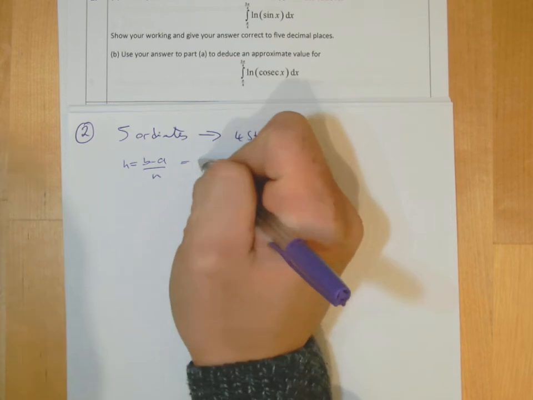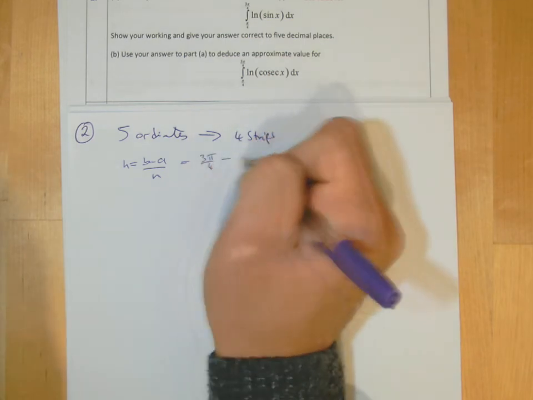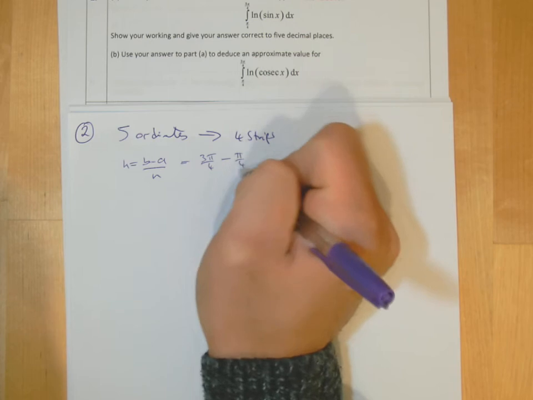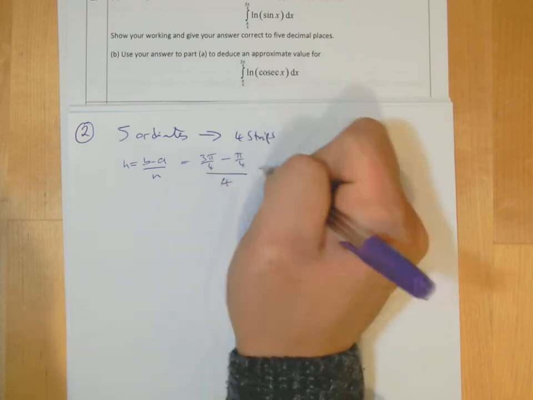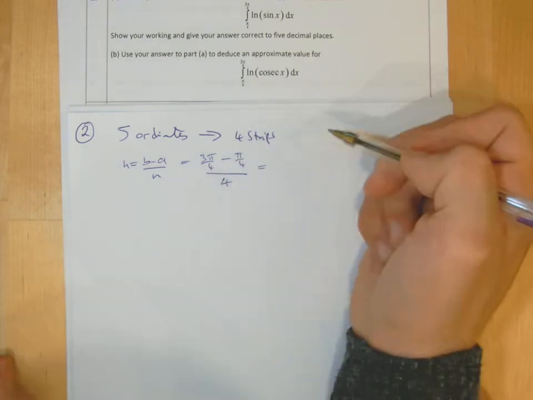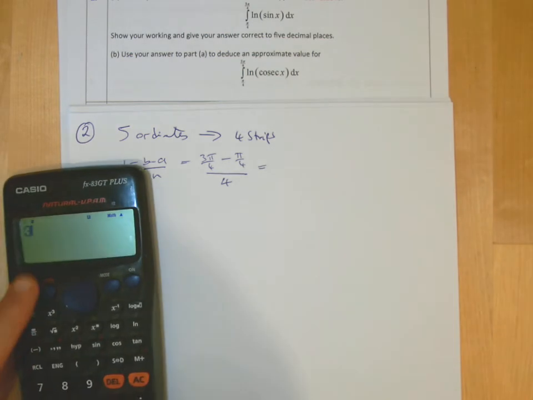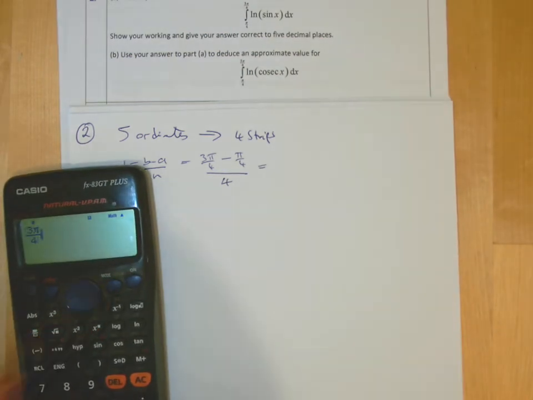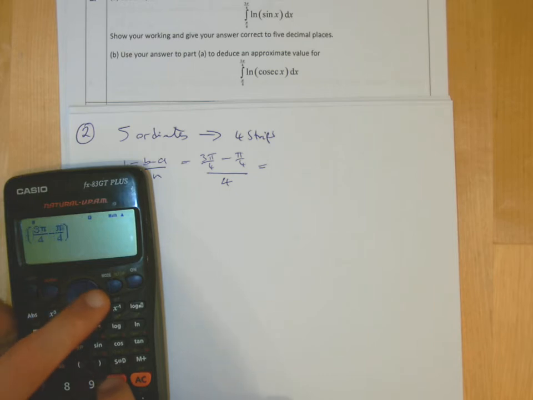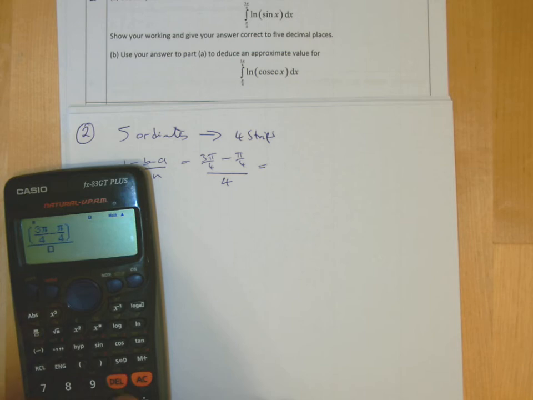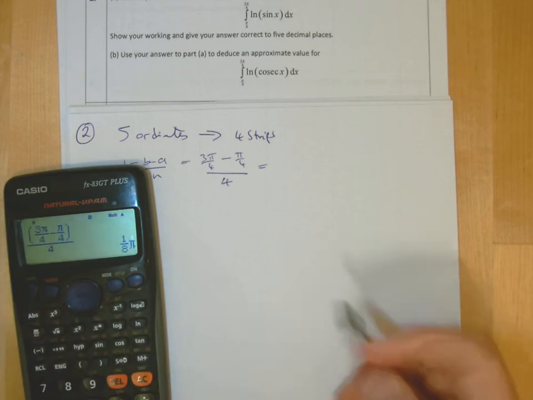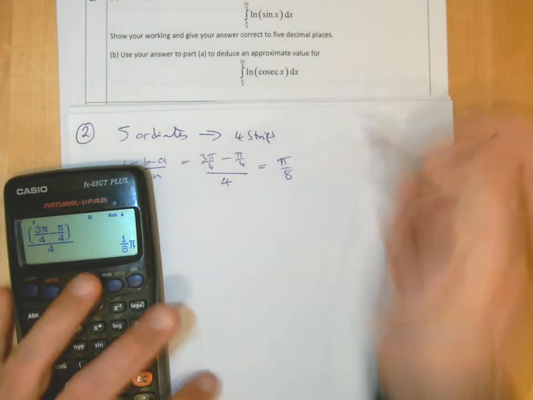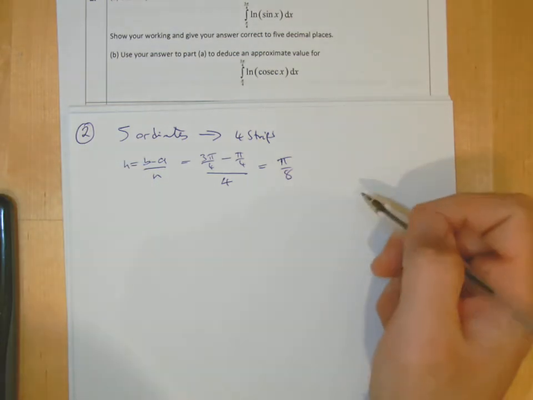So then to get the height of the strip, remember, use that formula given to you in the formula booklet. The upper limit, which is 3 pi over 4, take away the lower limit, which is pi over 4, all over the number of strips, which is 4. Let's work that out with my calculator. Casio will do all this for you. You want to put all that in a bracket. I should have put that all as a fraction. And there you go, it comes out as pi over 8. So that then is the height of the strip.